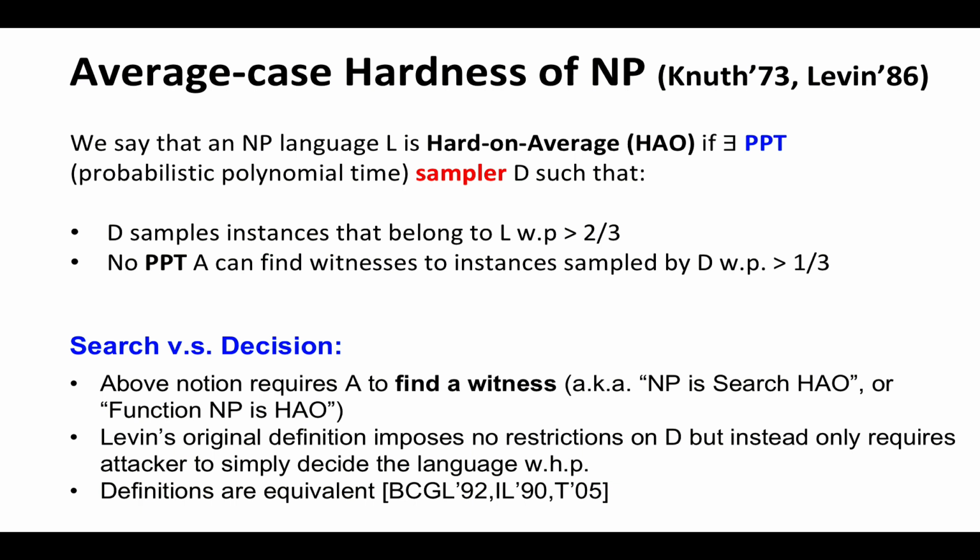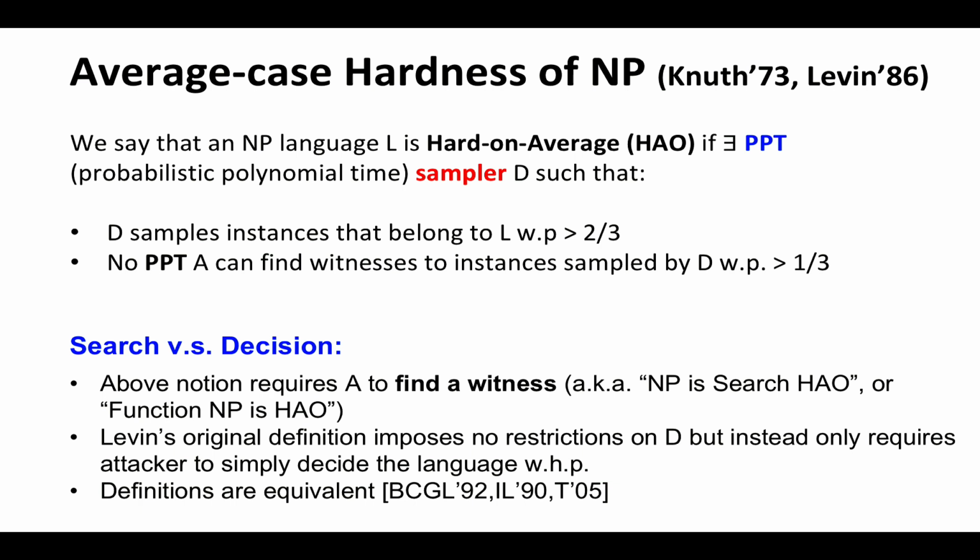And it turns out that, without loss of generality, these various different notions of hard on average for NP have been studied for a long time, and now we understand that they're all essentially equivalent. So in particular, finding a witness versus deciding a language makes no difference, and the definitions are equivalent. So for my purpose, it's going to be easier to talk about these types of search problems.